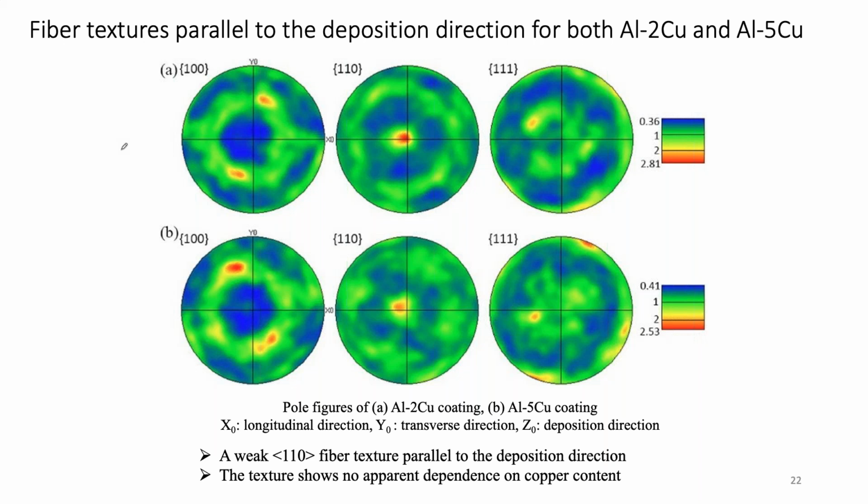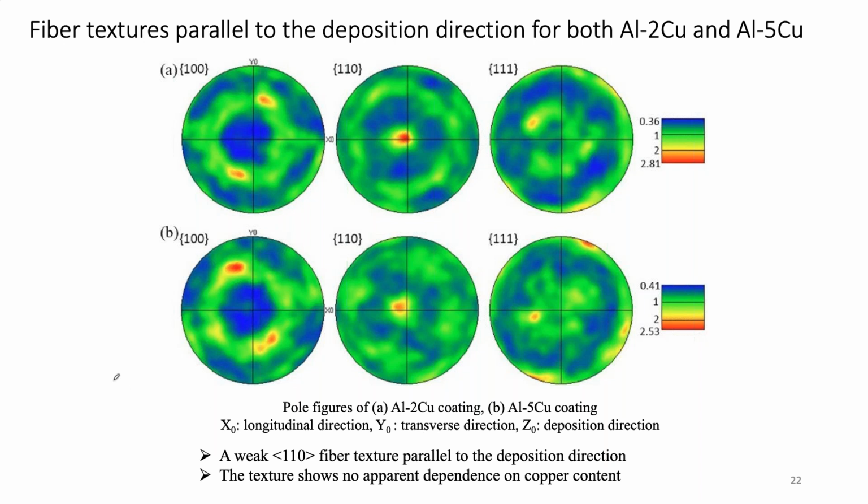But nonetheless, we went and saw what we have, and we actually did see for both aluminum 2 copper and 5 copper that there was a weak fiber texture, and it is weak. Maybe we don't have enough crystal sampled, but we saw a weak 110 fiber texture along the spray direction. And we didn't see any particular difference depending on the amount of copper content that we had.